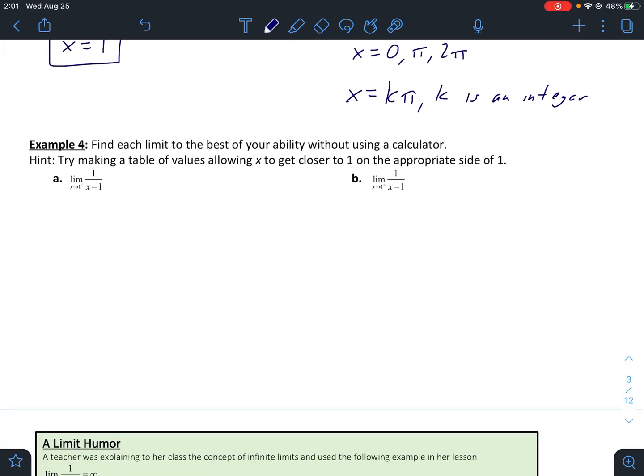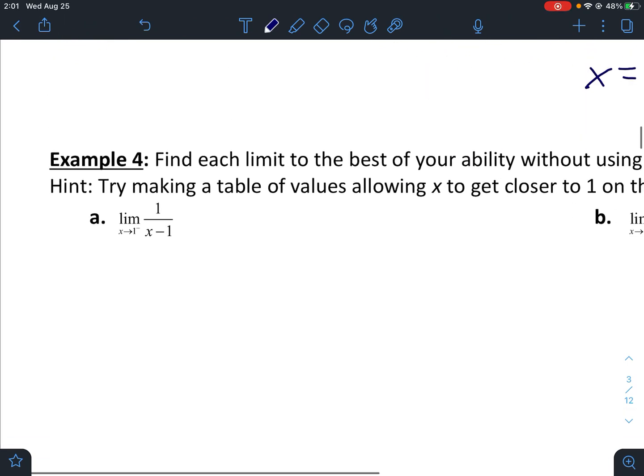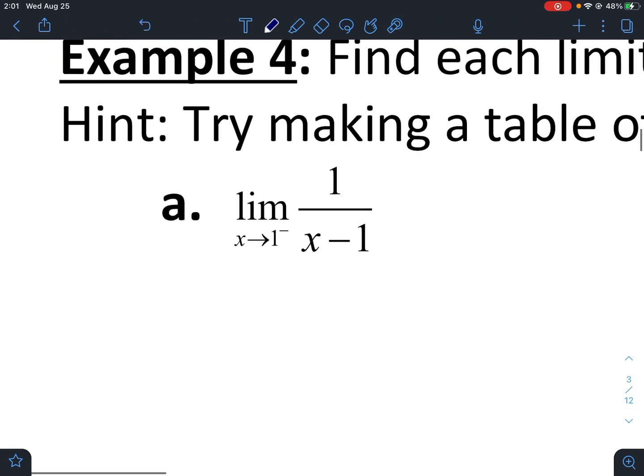Example 4, find each limit to the best of your ability without a calculator. We can try to make a table of values as we get closer to see what we get. So really, what we want to do first here is put 1 into this expression and get an answer back. But if you do that, you'll get 1 over 0. And since we got 1 over 0, that should tell you right away that this is going to be a vertical asymptote at 1. So if we're just eyeballing the graph here, at x equals 1, we want to know, is the graph doing this, or is the graph doing this?